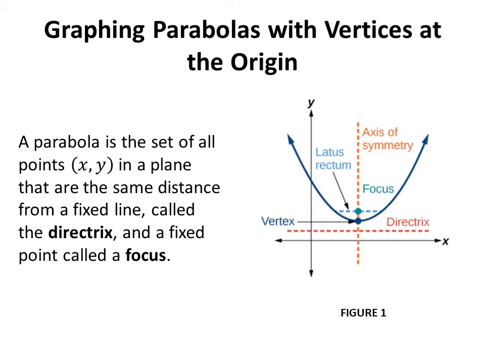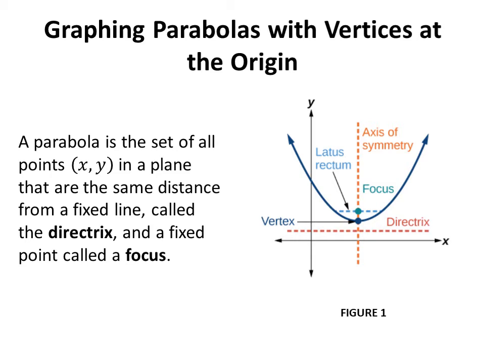A parabola is the set of all points (x, y) in a plane that are the same distance from a fixed line called the directrix and a fixed point called a focus. Look at figure 1. The axis of symmetry passes through the focus and vertex and is perpendicular to the directrix. The vertex is the midpoint between the directrix and the focus.